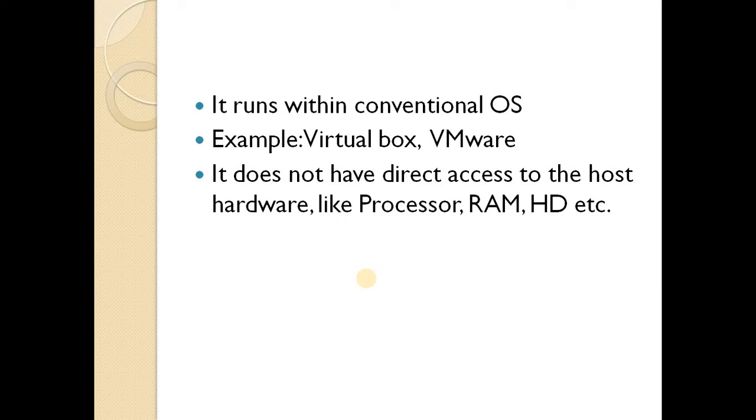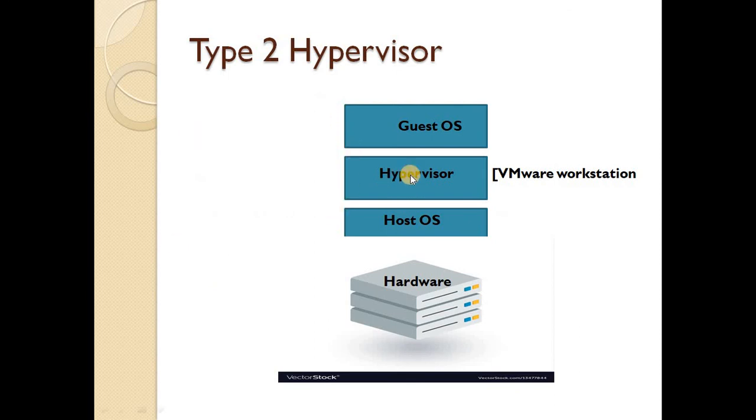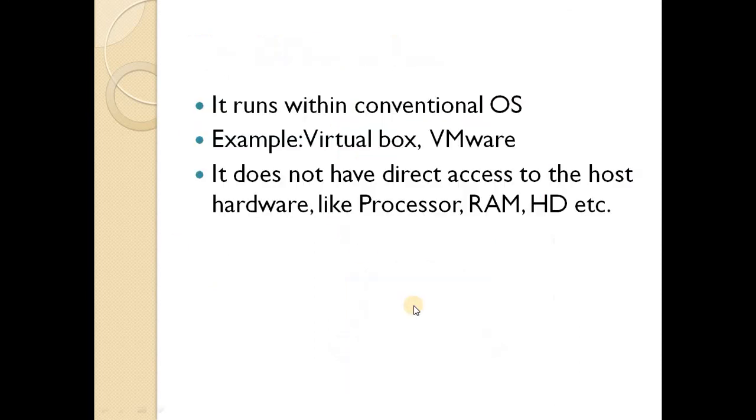Okay, now if I talk about the guest operating system that I'm going to use, or let's say this virtualized environment, or let's say the hypervisor that I'm going to use as an example over here, that's VirtualBox. It may be your VMware also, as I said. And I've also mentioned over here, it does not have direct access to the host hardware like processor, RAM, hard disk. Why? It's going to utilize all this from here, not from here.